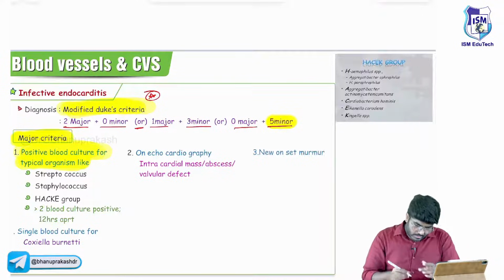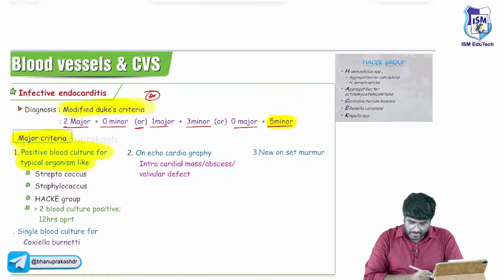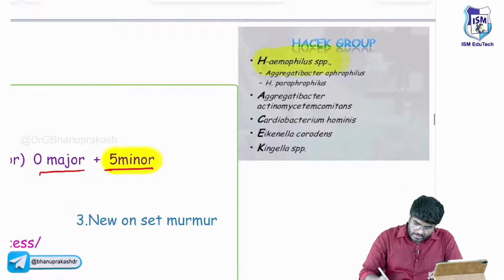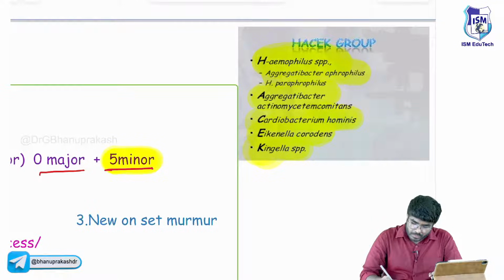Positive blood culture for typical organisms like Streptococcus, Staph aureus, or the HACEK group of organisms. There are these organisms like Haemophilus, Aggregatibacter, Cardiobacterium, Eikenella, and Kingella species. So these are the HACEK group of organisms: Haemophilus, Aggregatibacter, Cardiobacterium, Eikenella, Kingella.